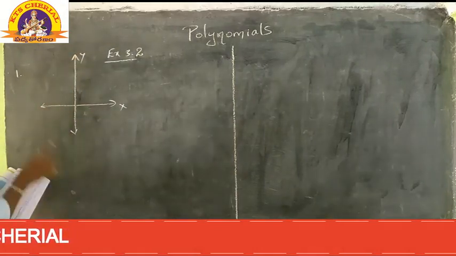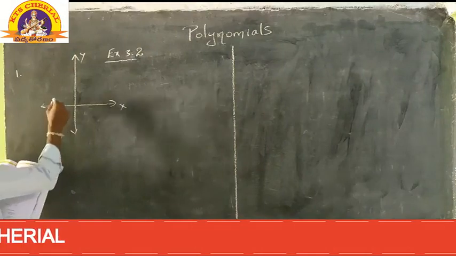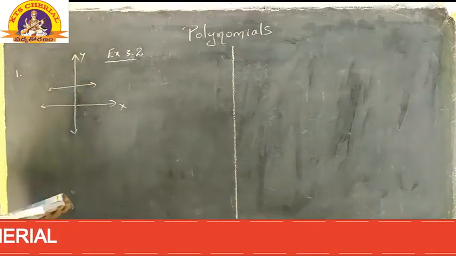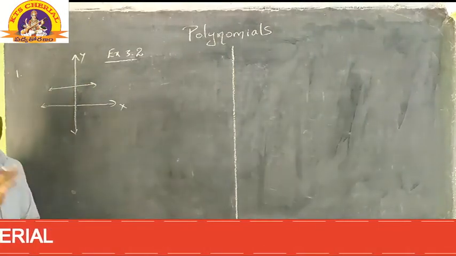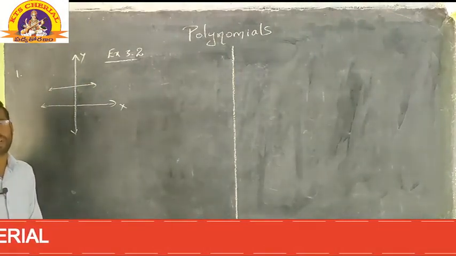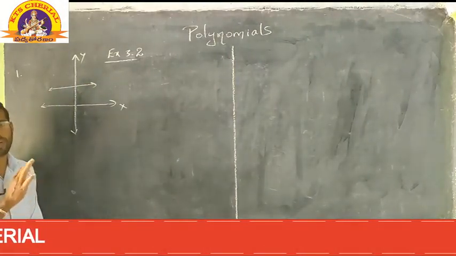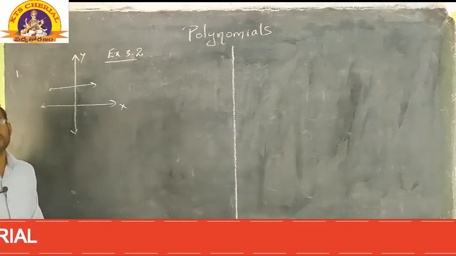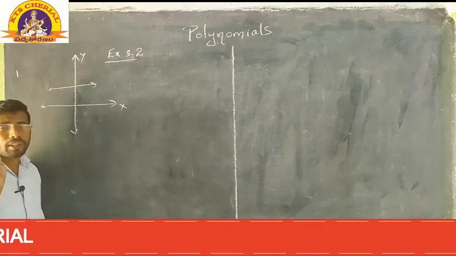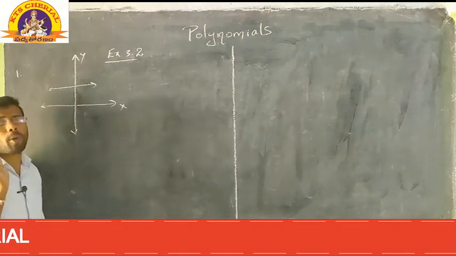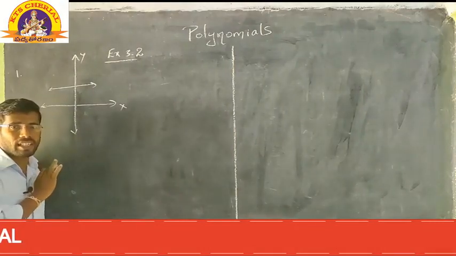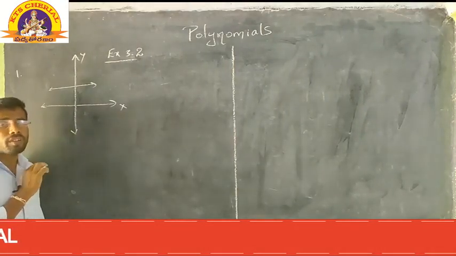In the first problem, this is the x-axis and this is the y-axis. Here the graph is a straight line he has given. Now he is asking to find the number of zeros. Already I said to you, whenever he gives a graph of any shape and asks to find the number of zeros, it is just that the graph touches the x-axis at how many points, then it has that many zeros. If the graph does not touch the x-axis, then it has no zeros.